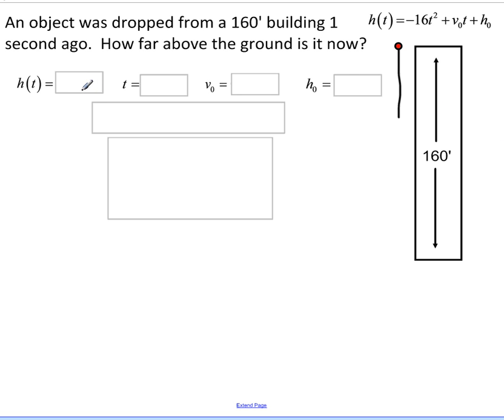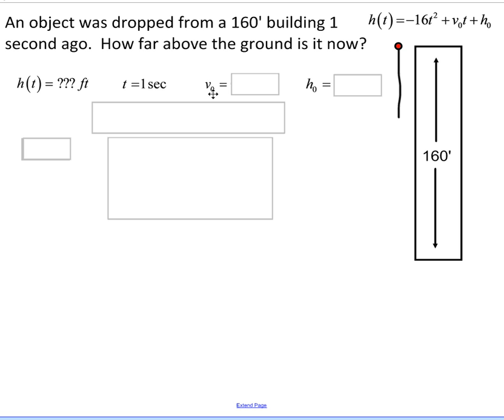So what we're going to do is see if we can use this equation up top and fill in the variables that are given in the problem. So h of t is the height above the ground at a given time. That's what the question is asking us to find, so we don't know that yet. T is the number of seconds that have passed, and it says it was dropped from the building 1 second ago, so t is equal to 1 second.